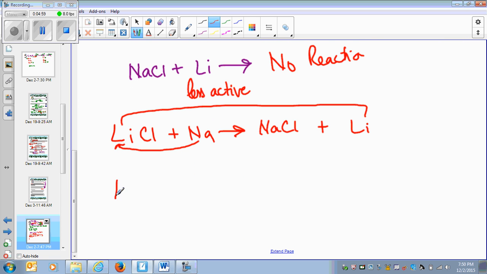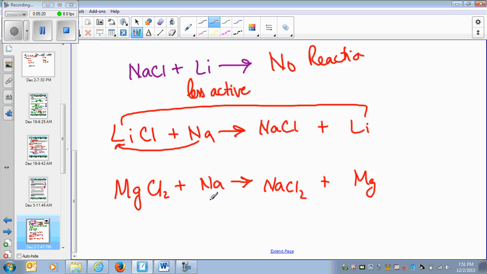So let's say I had MgCl2, and I reacted it with sodium. So sodium is more active than magnesium. So if sodium is more active than magnesium, then I cannot just say that magnesium goes here and I have NaCl2. Okay, this is a wrong equation.